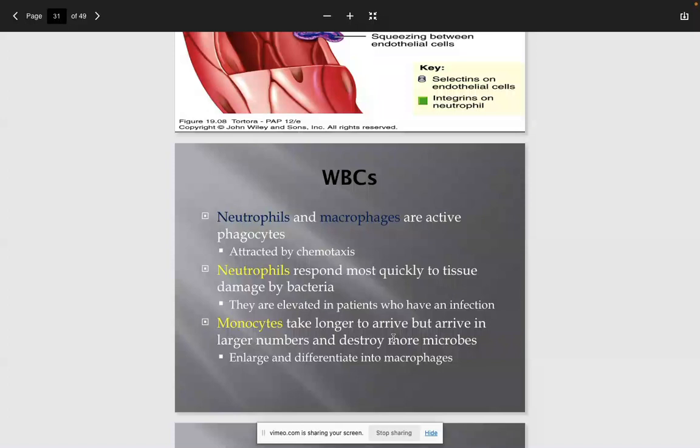So neutrophils respond mostly to damage by bacteria. If you go in and you've got a bacterial sinus infection, you can expect to see an elevation in the neutrophil count. We haven't gotten into this, but whenever we cover our immune lecture, we'll talk about something called innate immunity, which is the first line of defense. This line of defense has no memory. This is just your body's natural ability to fight off foreign antigens, like your common cold. This is your innate immune system.